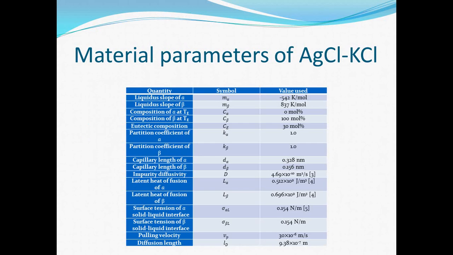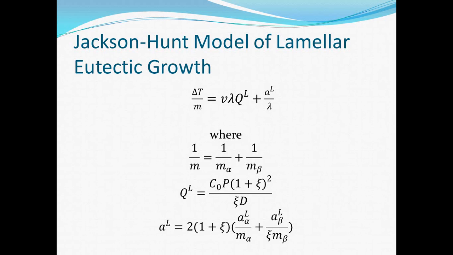So here are the material parameters of our system. The liquid slope, composition of both phases, and also partition coefficients, capillary length, and impurity diffusivity. Lots of parameters are listed in this table. So next is the most famous and basic model of eutectic growth. This is the Jackson-Hunt model.